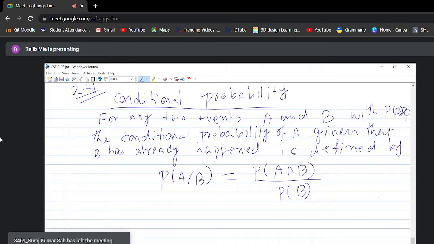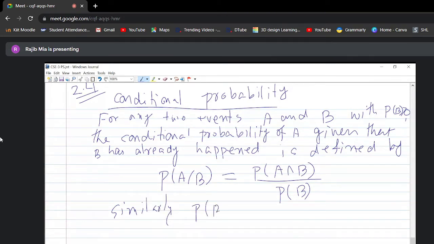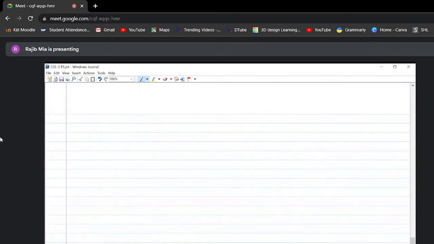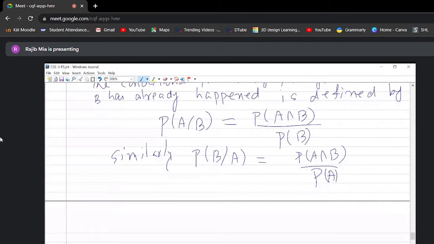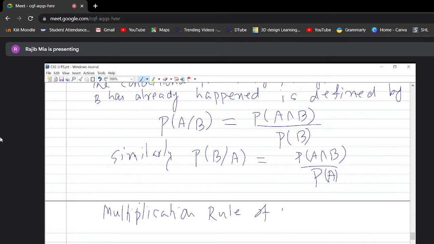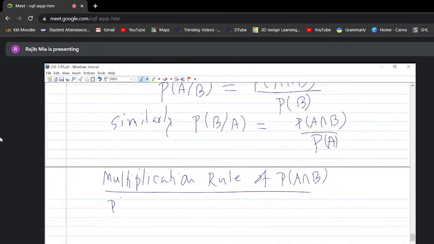Okay, so similarly you can define probability of B by A. This equals probability of A intersection B divided by probability of A. So from here we can write the multiplication rule of probability of A intersection B.